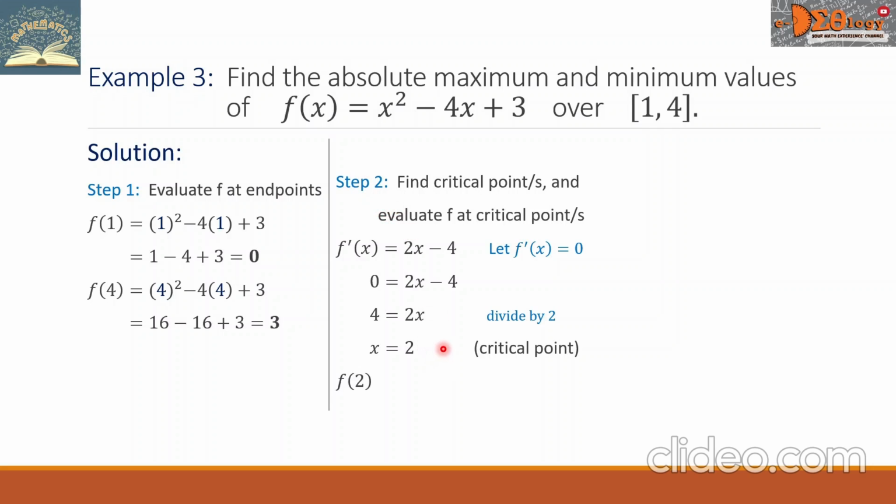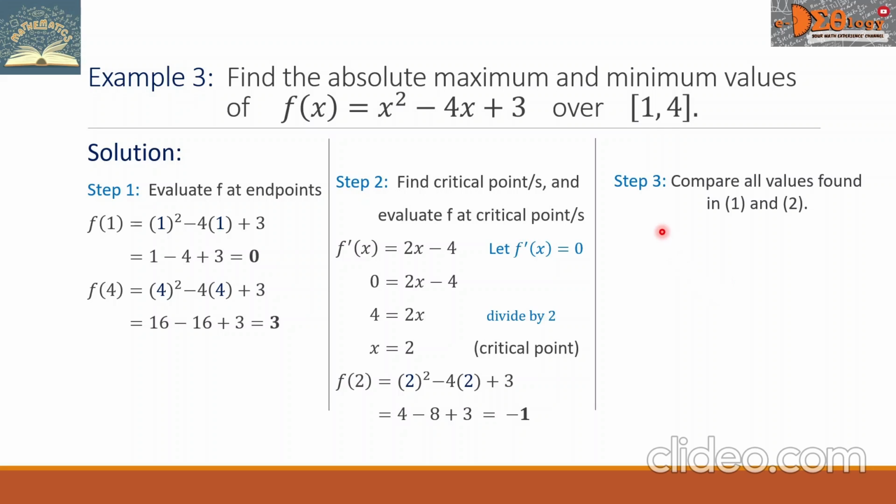So let us evaluate the function using the critical point. So we have f of 2. Evaluating now, we have 2 squared minus 4 times 2 plus 3. 2 squared is 4 minus 4 times 2 is 8. Then plus 3. Finally, the answer is negative 1.